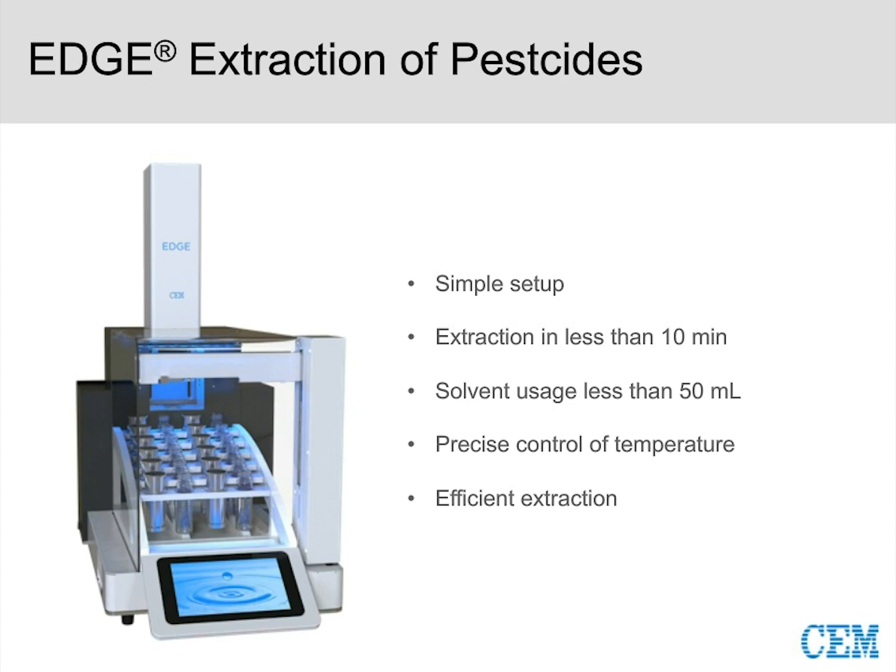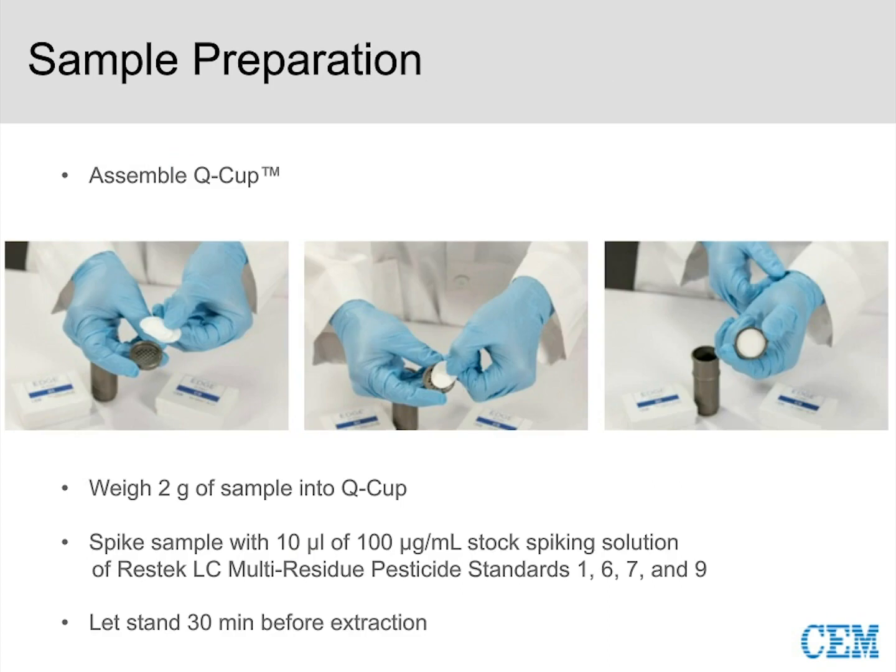And then efficient extraction. It's an automated system. So we are eliminating the human aspect here. So we're making a really nice, clean, efficient process that is going on. So let's dive into the details of the actual method and how we'd assemble everything. So the first thing you have to do is assemble the Q cup. And so I want to dive in a little bit deeper here on the Q discs themselves.